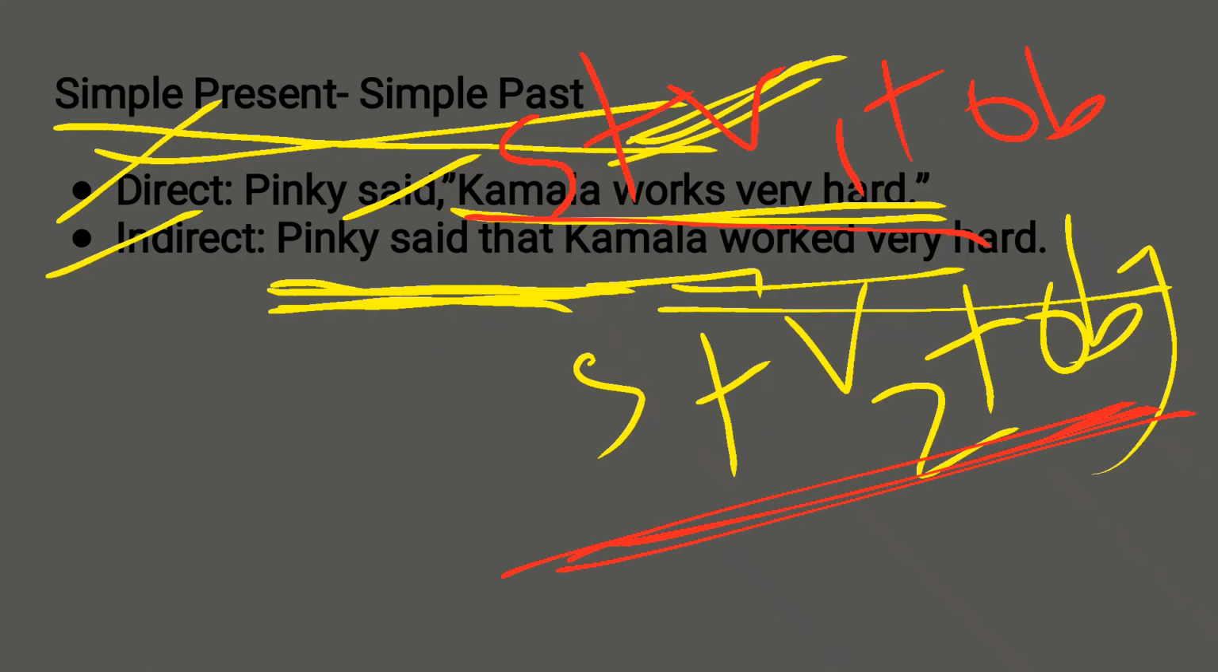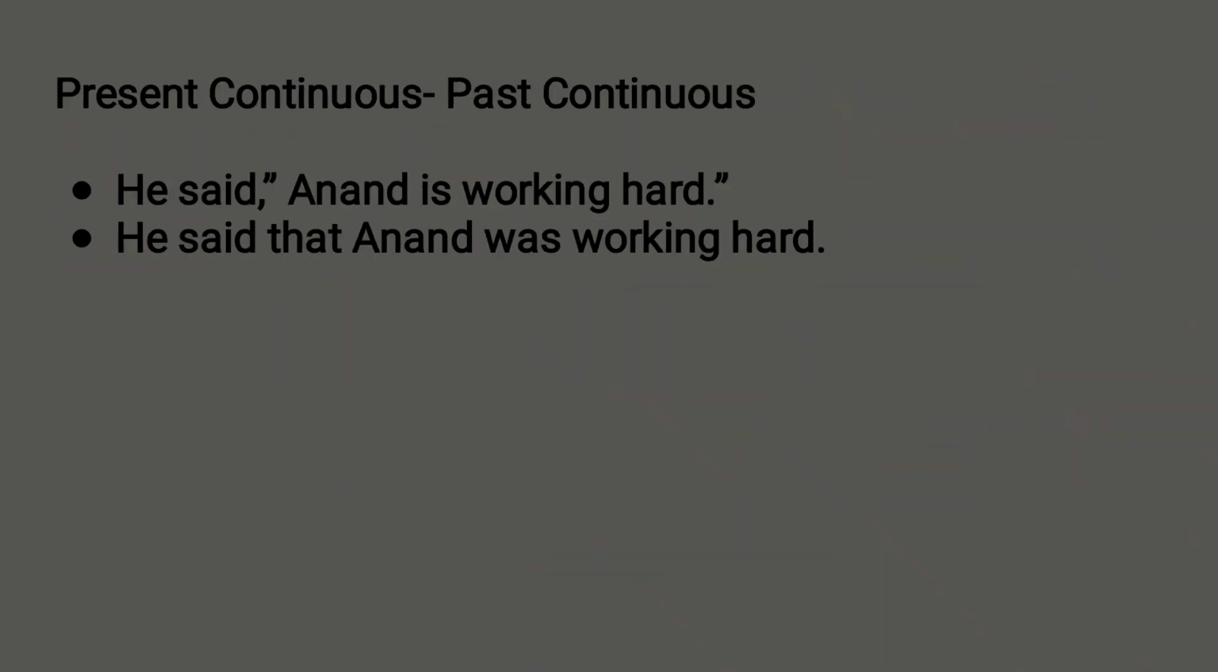Okay, now let's move to another rule, that is, whenever a sentence is given in present continuous tense, then that particular sentence will get converted into past continuous tense. So you have to remember this. This is the second tip, which we have to understand with an example.